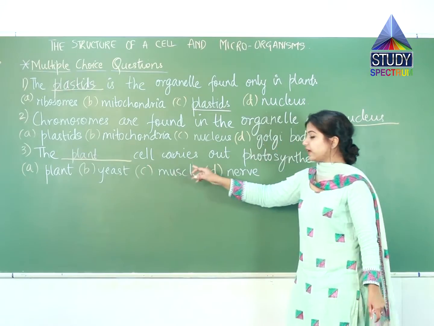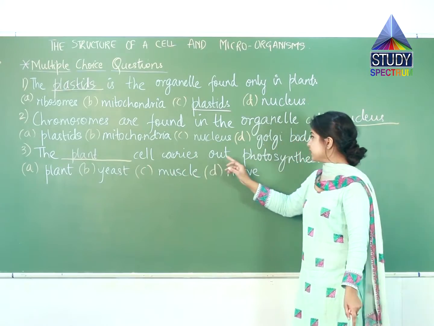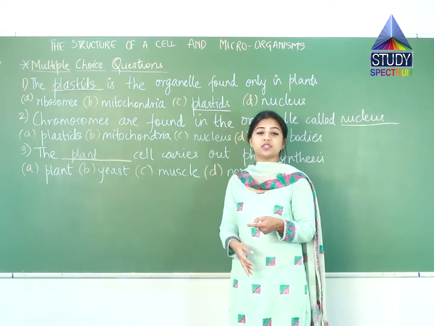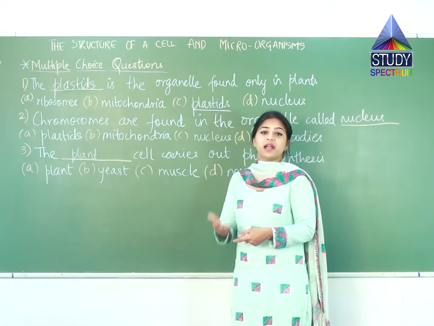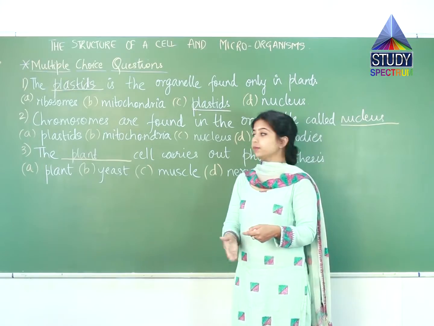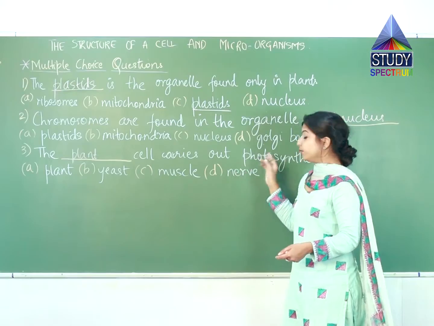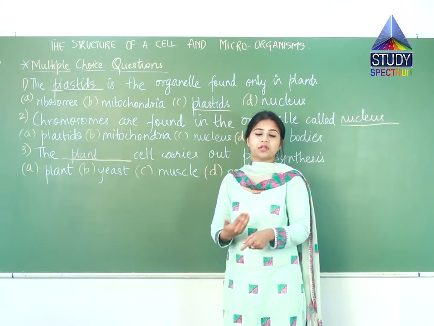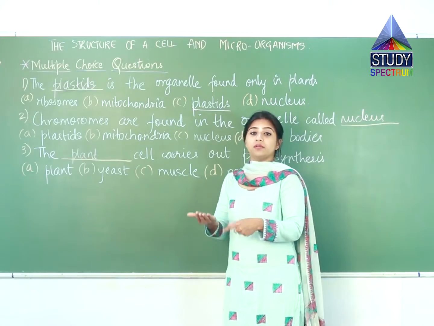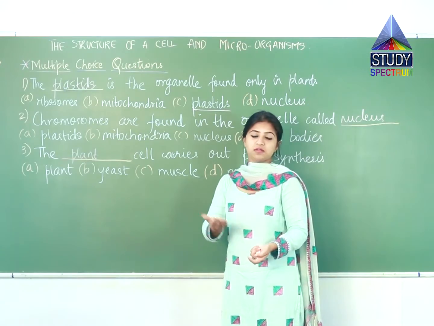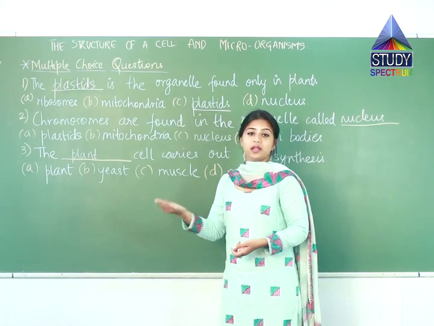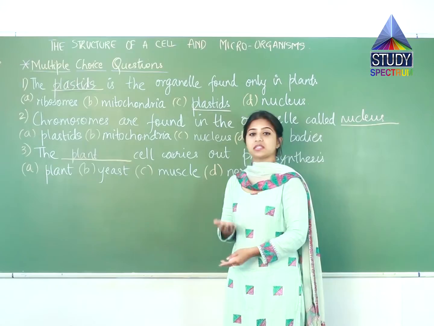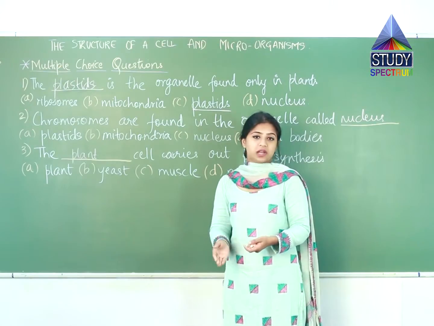The dash, that is the plant cells, carries out photosynthesis. Now this is a very obvious answer, and I've been explaining this to you throughout the chapter, that plant cells are responsible for carrying out the process of photosynthesis, and hence we are also dependent upon plants because we cannot produce food for ourselves, and we depend on other sources for the nutrition that we require for our daily activities and to sustain life.